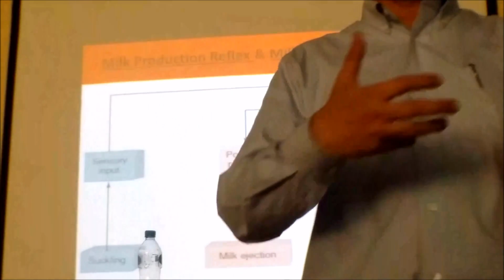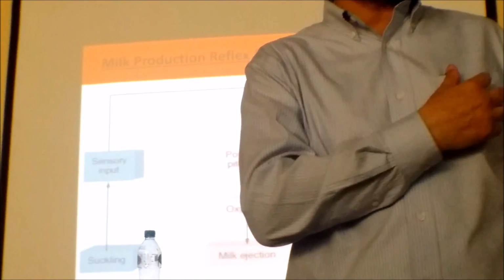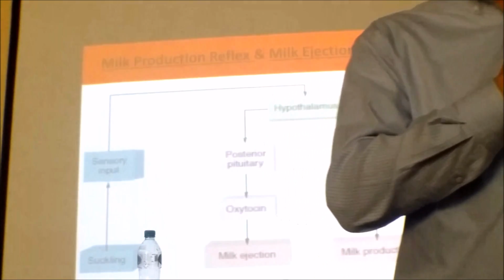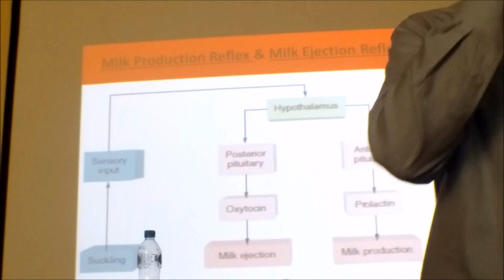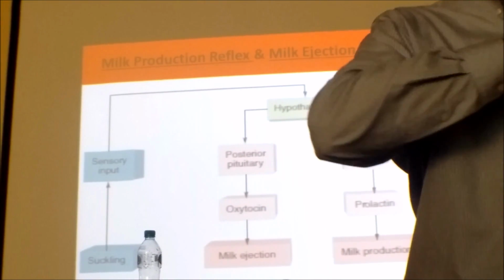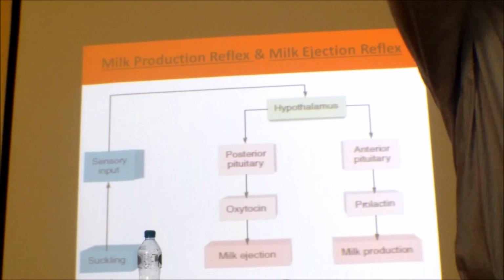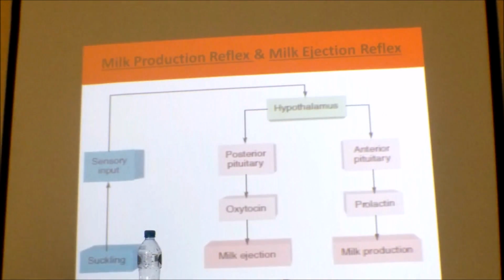Now, usually the baby starts suckling. The baby touches and holds the nipple in the mouth, and the tactile stimuli from the baby's lips and mouth are sensed by the mother's sensory system and go to the hypothalamus of the mother. From the hypothalamus, see what is happening. You can see a very easy flow. The signals will go to two sides of the pituitary.